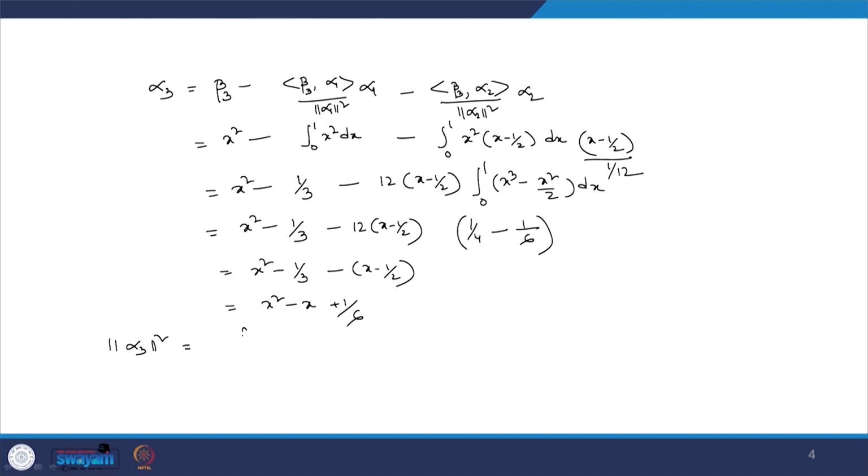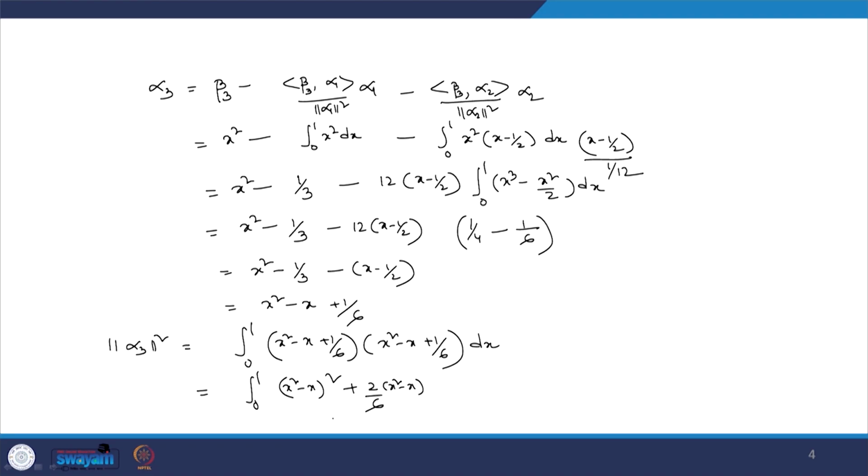This is equal to integral 0 to 1, you will have x square minus x plus 1 by 6 into x square minus x plus 1 by 6 dx. So, if I calculate that one, it is very simple calculations. So, I can write down this is integral 0 to 1 x square minus x whole square, and plus 2 into x square minus x into 1 by 6, and plus 1 by 6 whole square. So, this into dx.